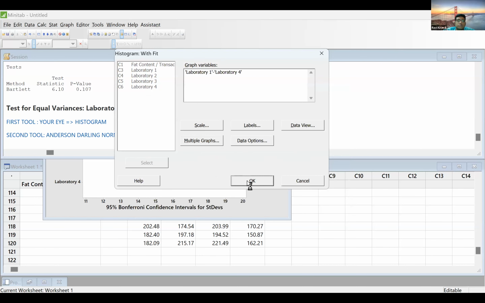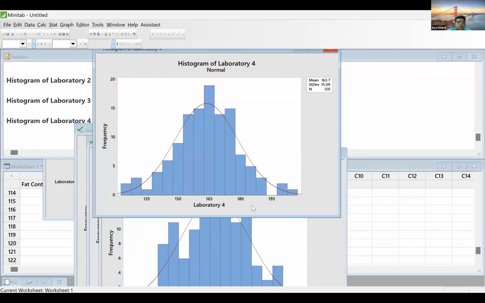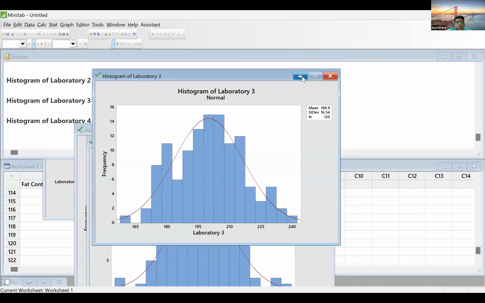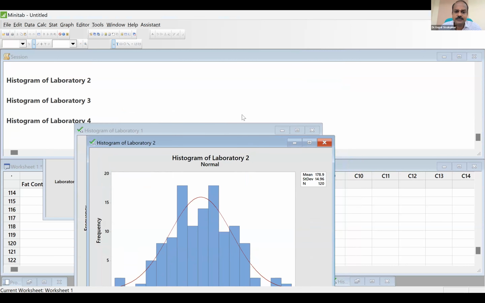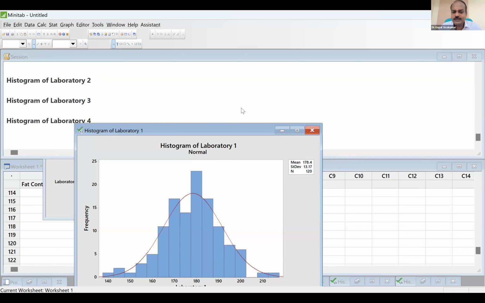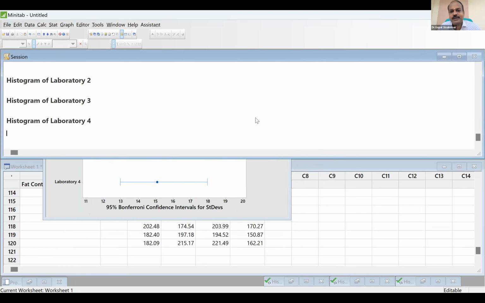Now one by one you can read. The first one, is it looking like a bell? Come on, use your eye power and tell me, is it a bell? Yes, so this is normal. The next one, is it looking like a bell? Yes, it's approximately normal. Laboratory 2, is it normal? Normal. We are using our own knowledge, not any test. This is also normal. Now all of you have got wonderful eye power; you are able to recognize normality.